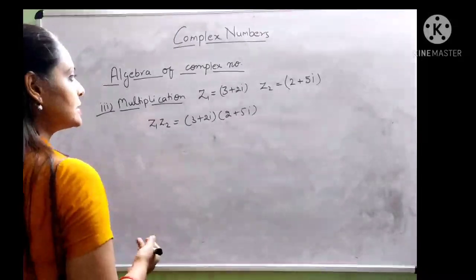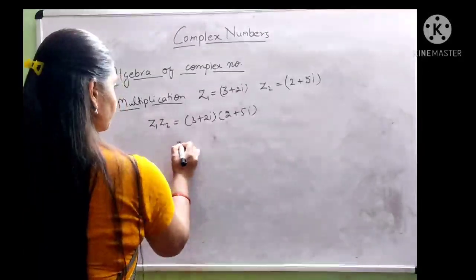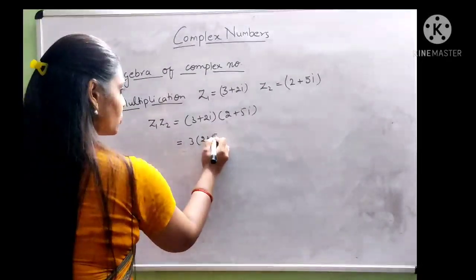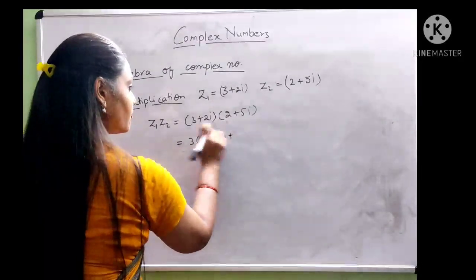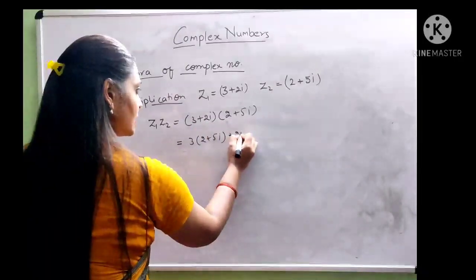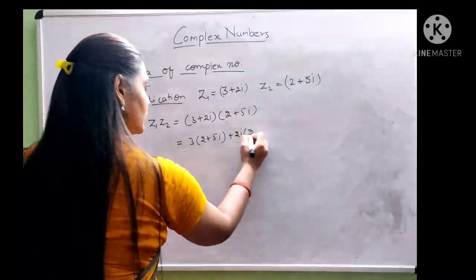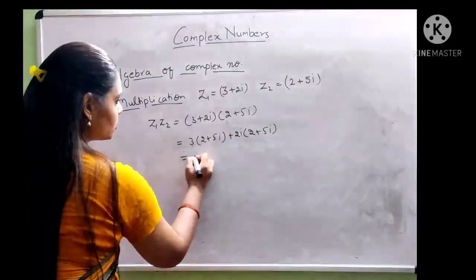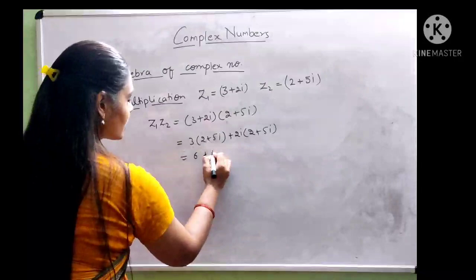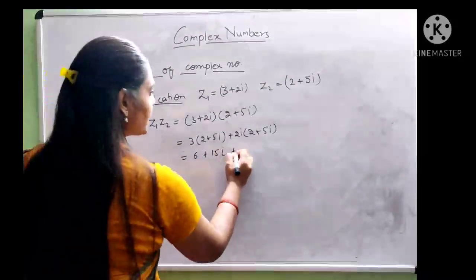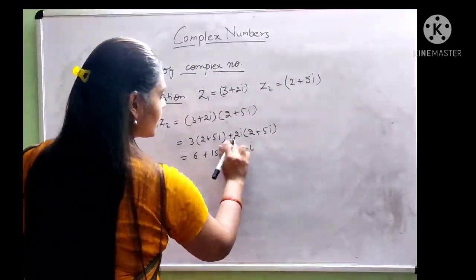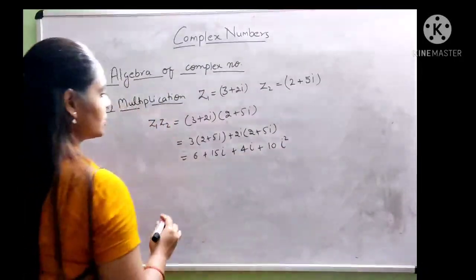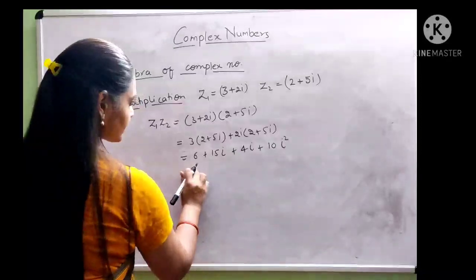As we perform simple algebra, take the first element of the first bracket and multiply it with the second bracket whole, and the second term of the first bracket with its sign and the second bracket whole. Now we can multiply with this. 3 2s are 6, 3 5s are 15, plus 2 2s are 4, plus 5 2s are 10 and i square.